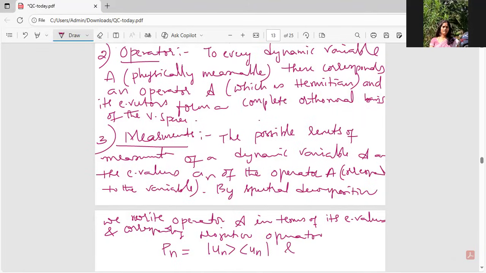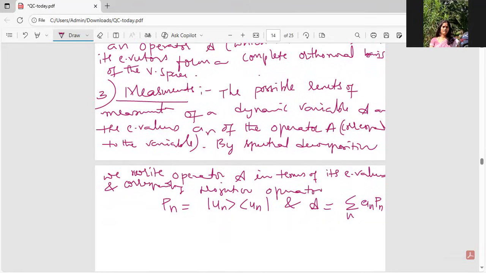Okay, and A, how do I write? Just see here, summation n An Pn. An is nothing but my eigenvalues. Pn is nothing but the outer product of the eigenvectors, guys. Okay. Ket Un corresponds to the eigenvectors.